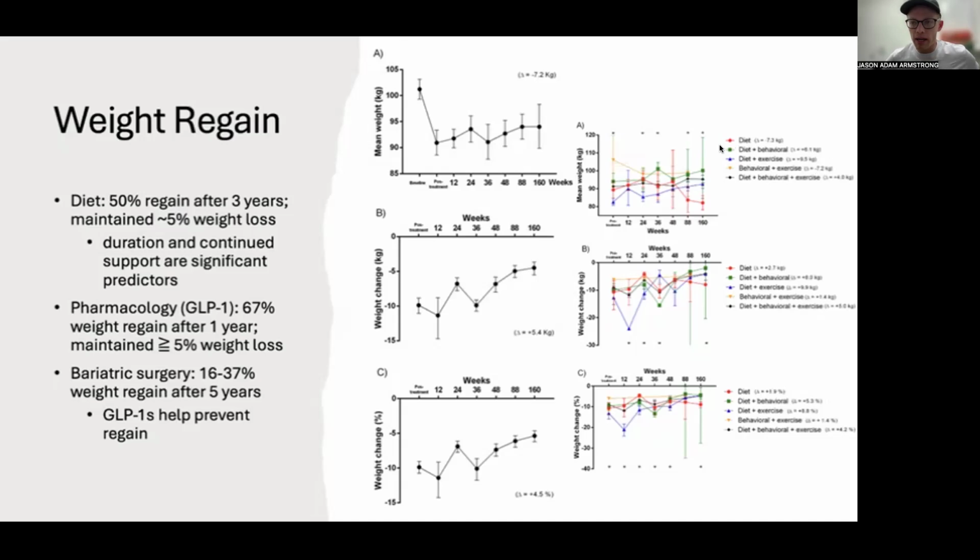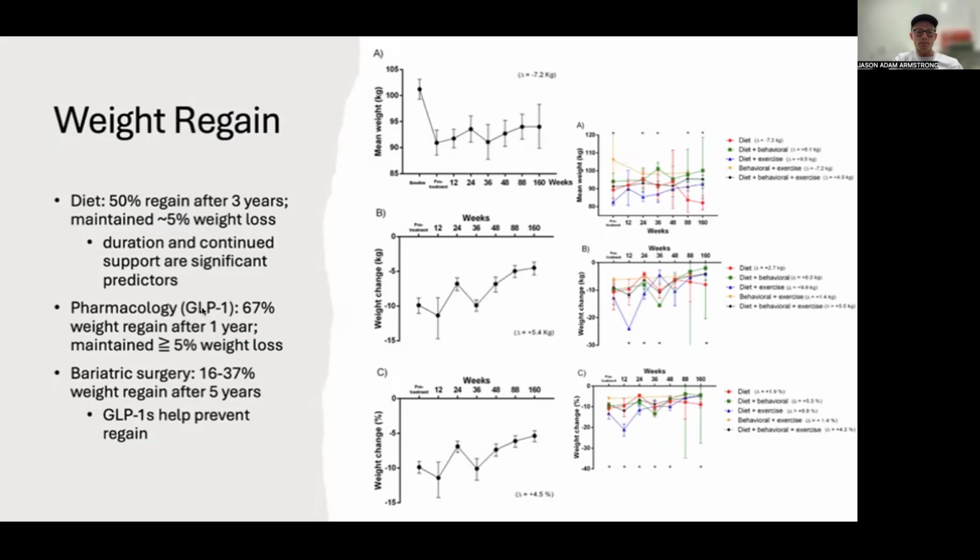So even though I do harp on the idea that diet is really how people lose weight, in this case, they're really looking at weight regain over a period of time. This was over 160 weeks, so again, about 5 years. And that weight regain especially is significantly blunted if you include exercise as part of the intervention. Okay, but then I want to compare lifestyle interventions to the pharmacology and bariatric stuff as well.